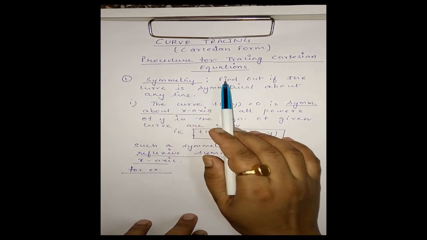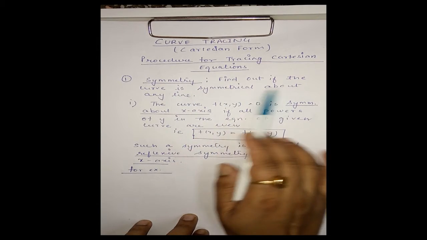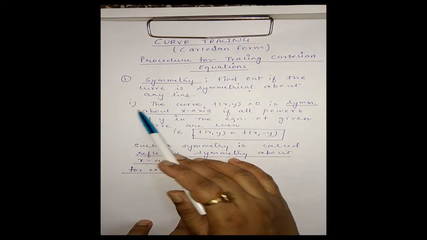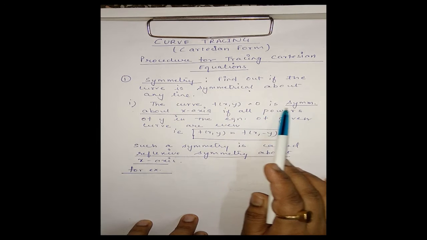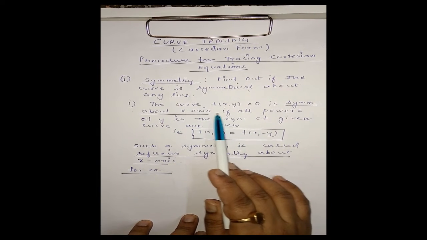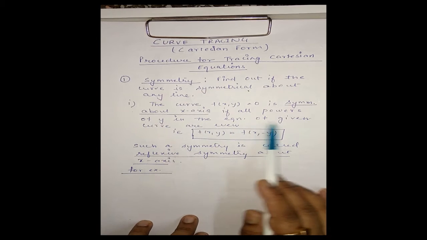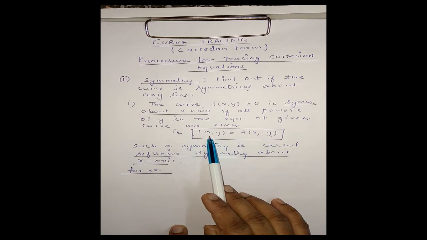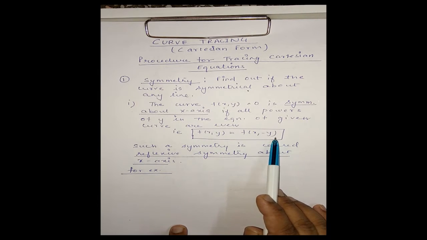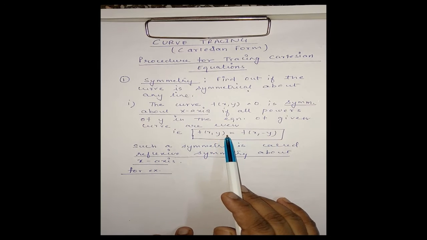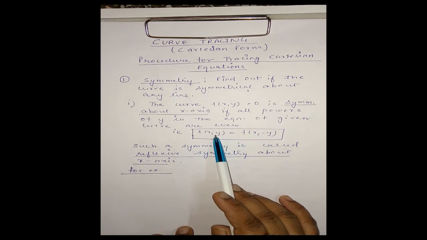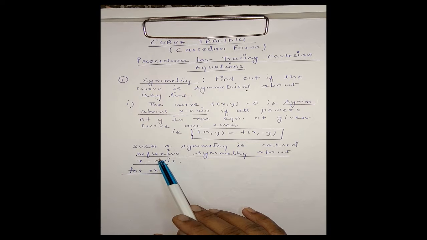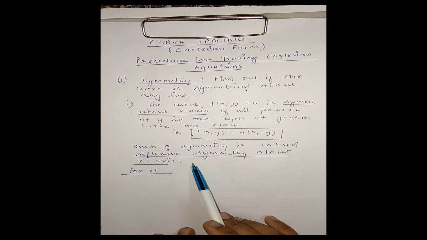First is symmetry. Find out if the curve is symmetrical about any line. This step further has sub-steps. First, the curve f(x,y) = 0 is symmetrical about the x-axis if all powers of y in the equation of the given curve are even. That is, if the equation of the curve is of the form f(x,y) = f(x,-y). That means the equation remains unchanged when y is replaced by -y throughout the equation. Such a symmetry is called reflexive symmetry about the x-axis.